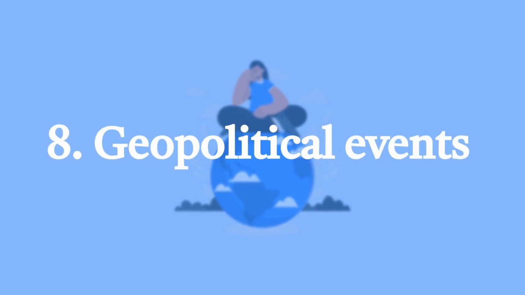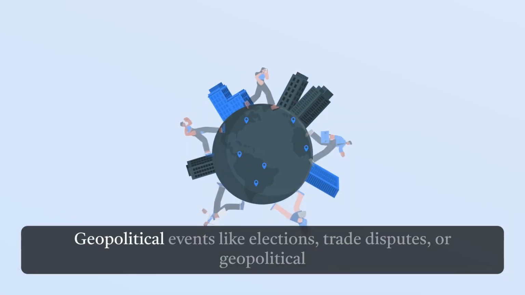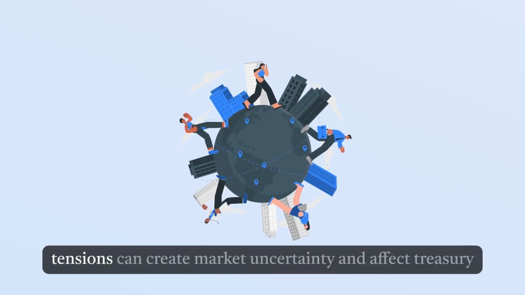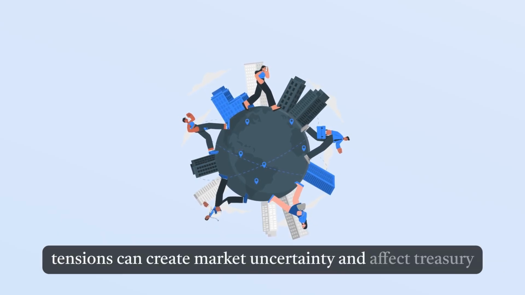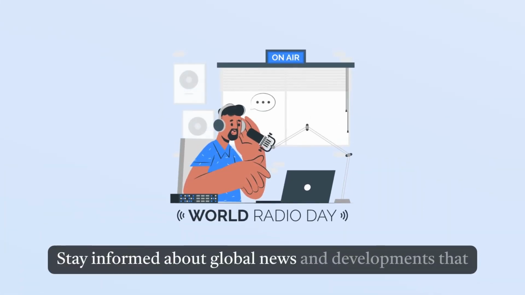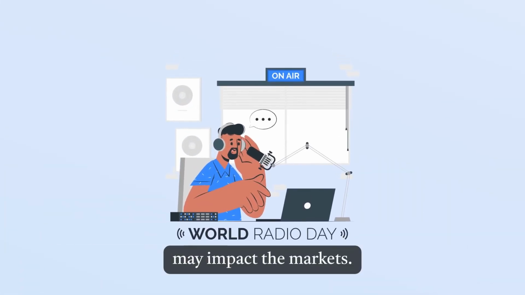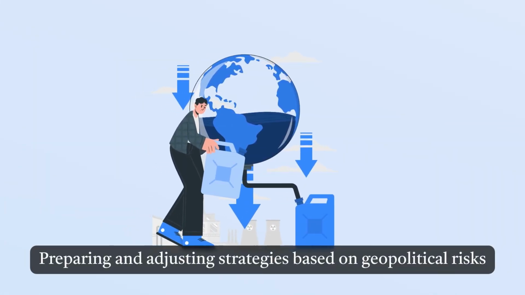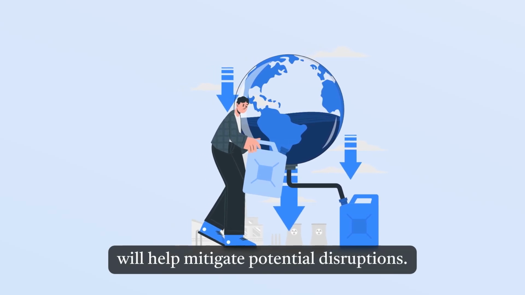8. Geopolitical events. Geopolitical events like elections, trade disputes, or geopolitical tensions can create market uncertainty and affect Treasury operations. Stay informed about global news and developments that may impact the markets. Preparing and adjusting strategies based on geopolitical risks will help mitigate potential disruptions.